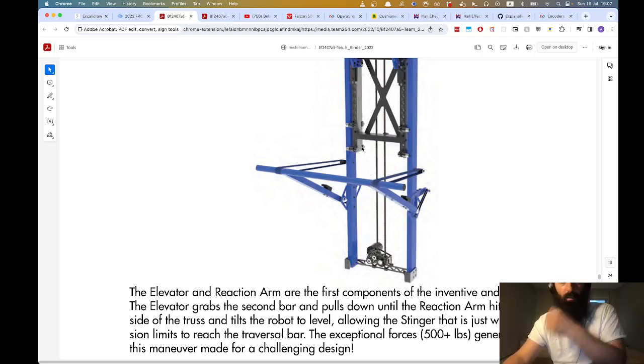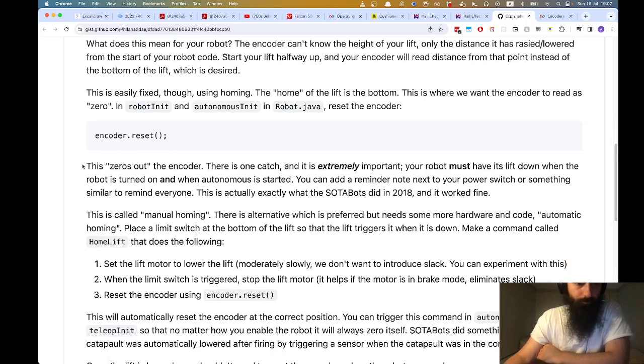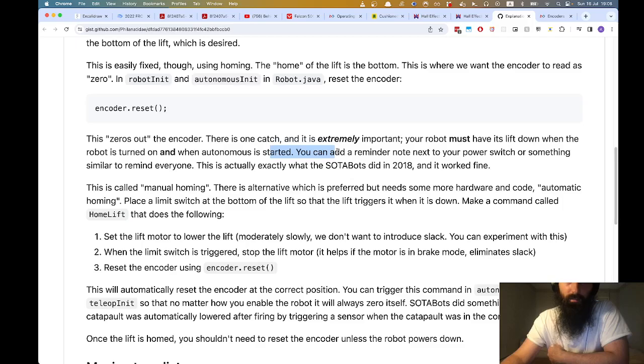And so once that pulse is detected, you know every single time that this carriage is in this exact location. And at that point, you can just call a reset to the encoder, which zeroes out the encoder. There's one catch though, and it's extremely important. Your robot must have its lift down when the robot is turned on and when auton is started.